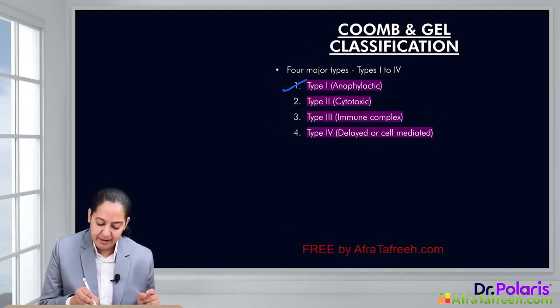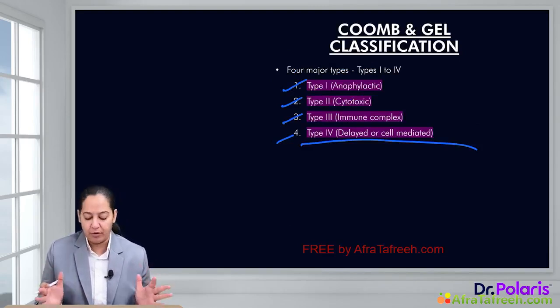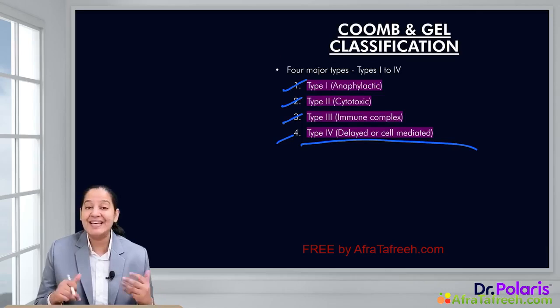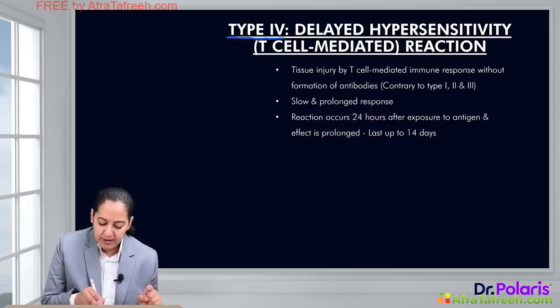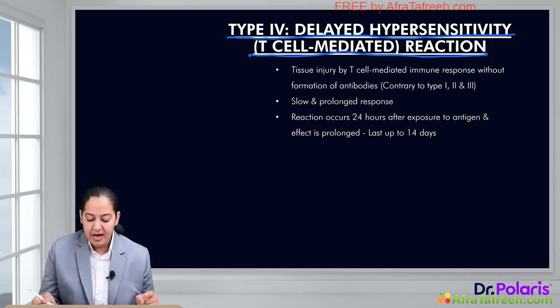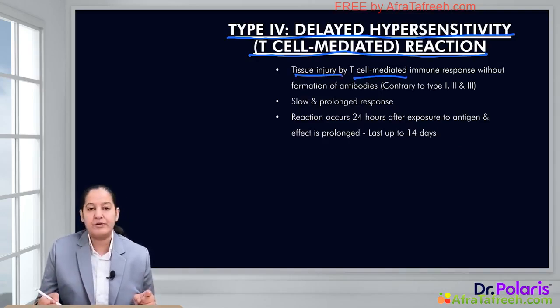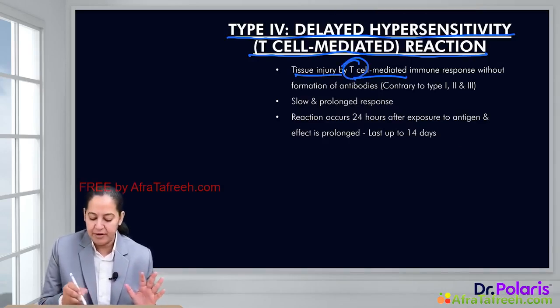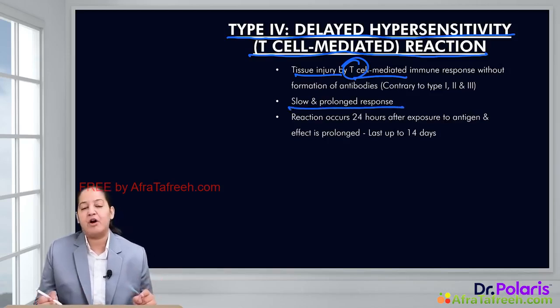So we are done with type 1, 2, 3. Let's start the last type of hypersensitivity, that is type 4. Type 4 hypersensitivity is known as delayed or cell-mediated type of hypersensitivity, also known as T-cell mediated reaction. Here, tissue injury is by T-cell mediated immune response. B lymphocytes will not come into play; T lymphocytes will.